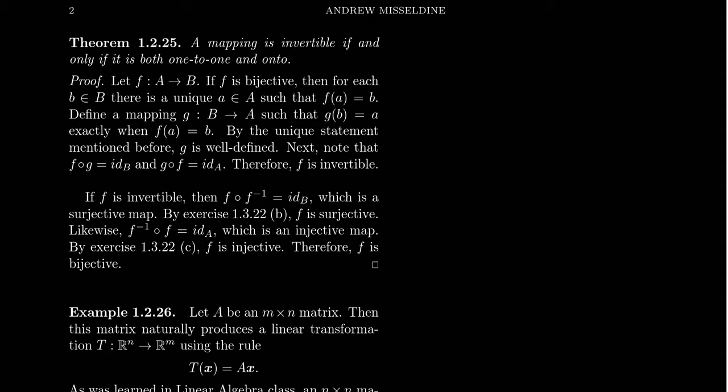In this video, we're going to prove that a function is invertible if and only if it's bijective. That is, a function's invertible exactly when it's one-to-one and onto.